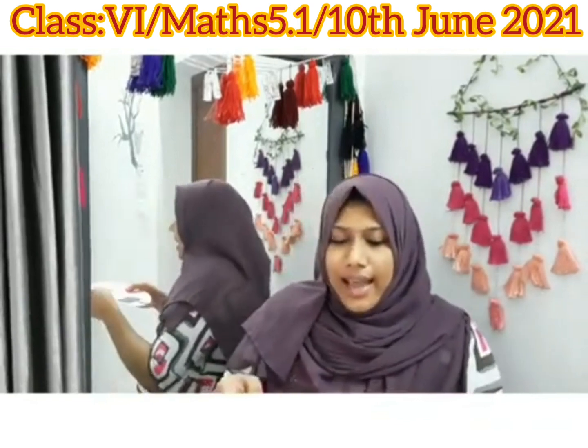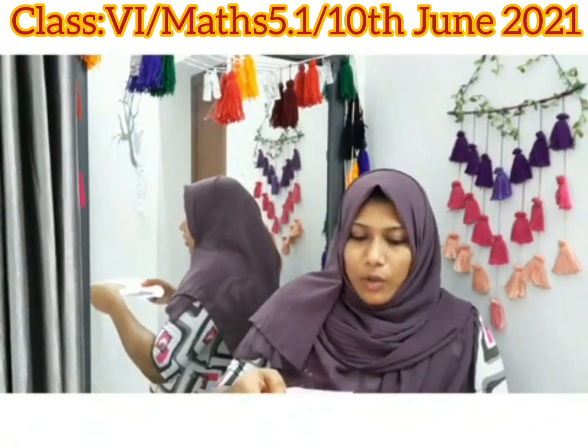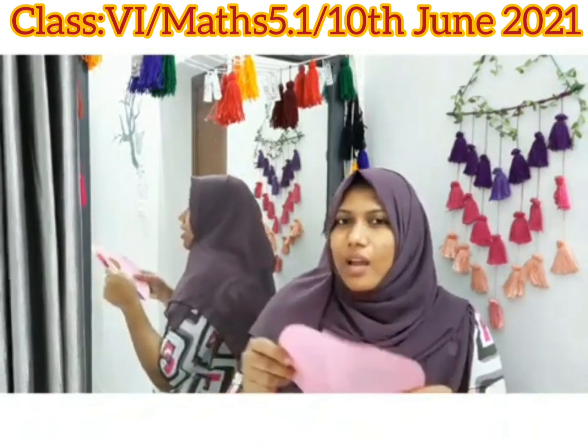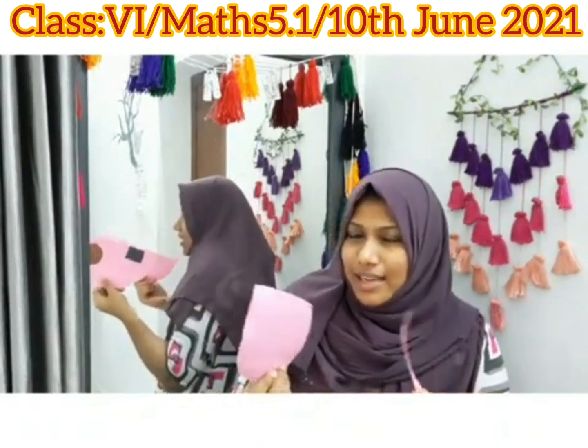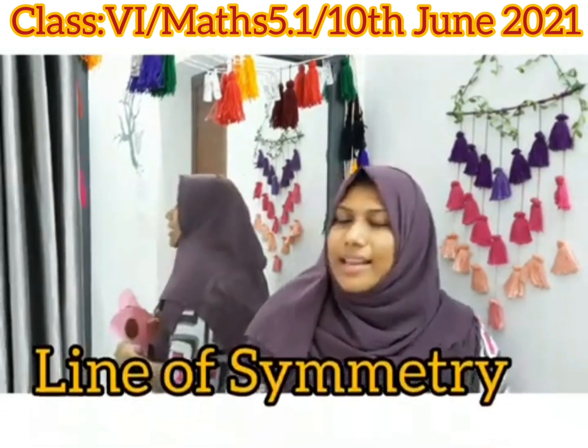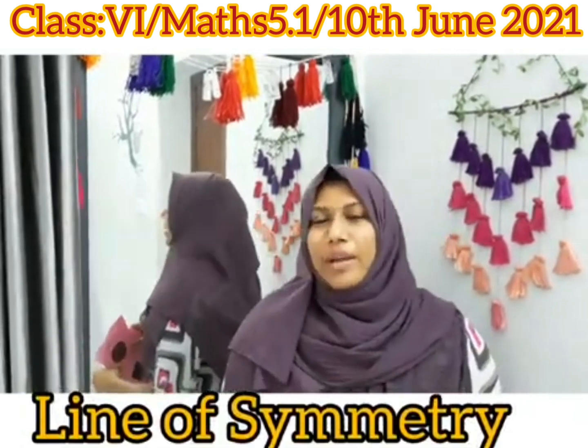And through this line, I divided the object and I got two symmetrical parts. So this line is called the line of symmetry. Got it, students? The line of symmetry.